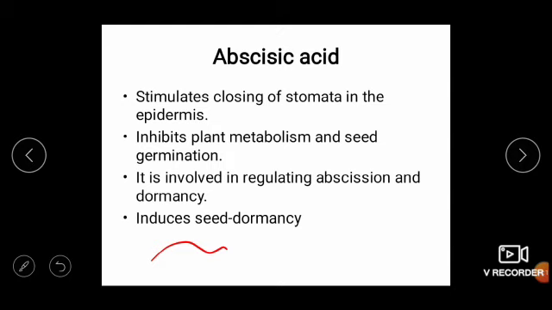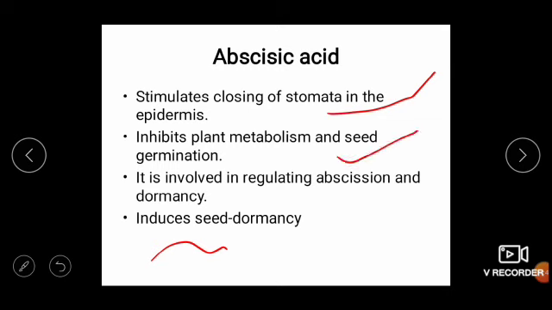Due to the abscisic acid, the fruits also fall down. Due to the abscisic acid, the stomata also close. So many things. Due to the abscisic acid, the seeds fail to germinate. So it is enabling the plants to survive under the adverse conditions of the environment. Here it has mentioned it stimulates closing of the stomata in the epidermis, and inhibits plant metabolism and seed germination also.